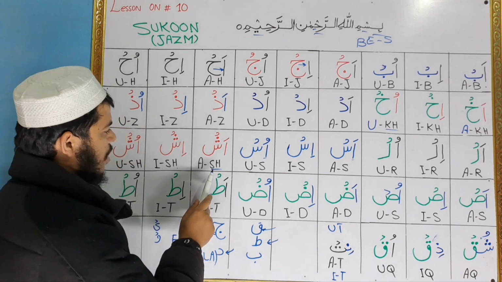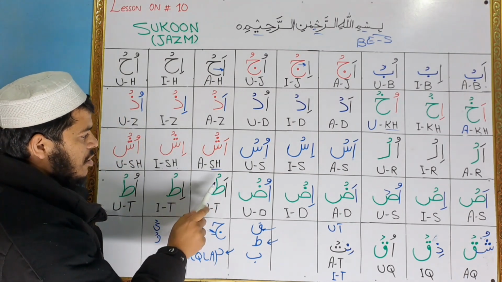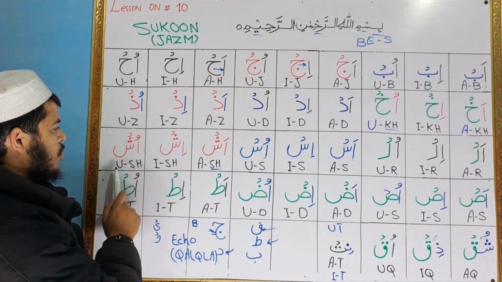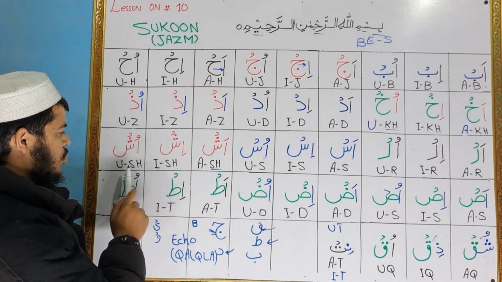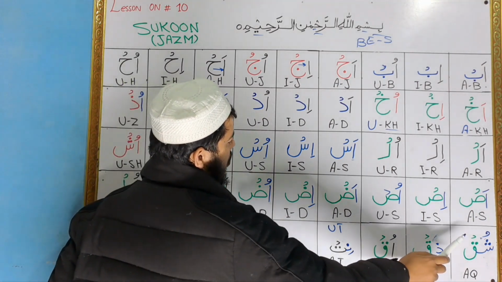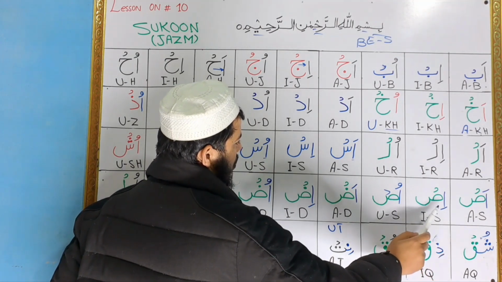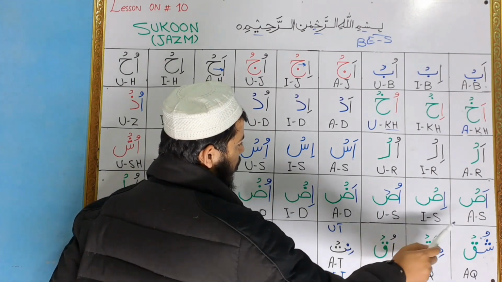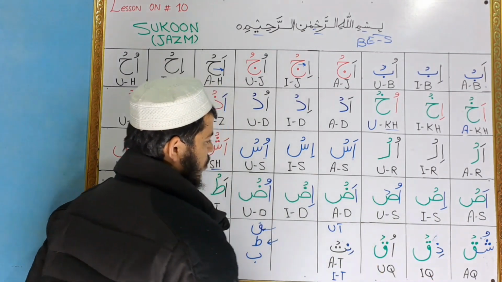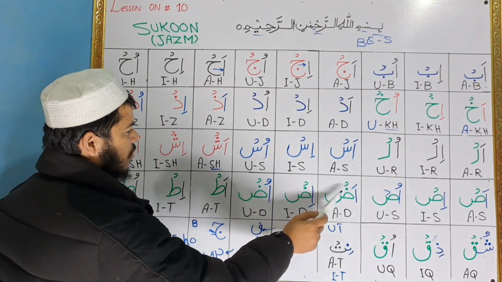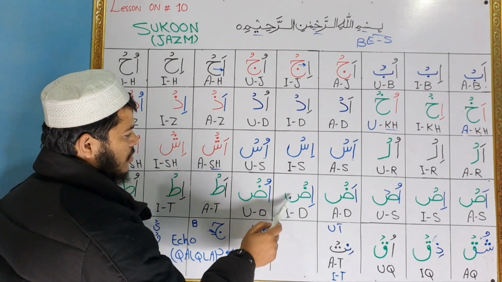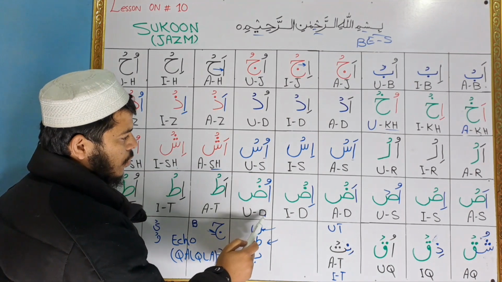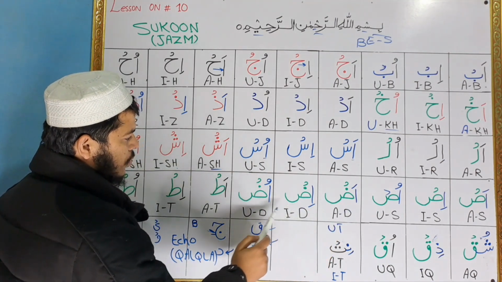Next, hamza sheen fatha ash, hamza sheen kasra ish, hamza sheen dhamma ush, ash, ish, ush. Next, hamza sad fatha as, hamza sad kasra is, hamza sad dhamma us. Next, dad, hamza dad fatha ad, hamza dad kasra id, hamza dad dhamma ud.